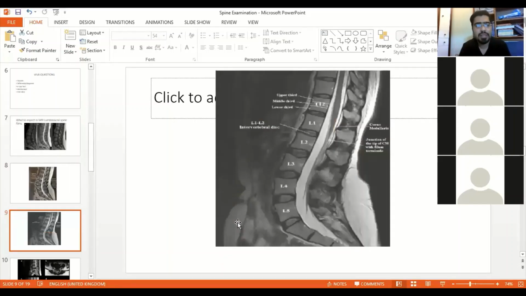Coming on to this, what is this? This is also T2 weighted image. Among my positive findings, there are multiple degenerative discs at L3, 4, L5, S1, L2, 3. So there are degenerative discs and increased lumbar lordosis. So you must be able to pick every single finding.